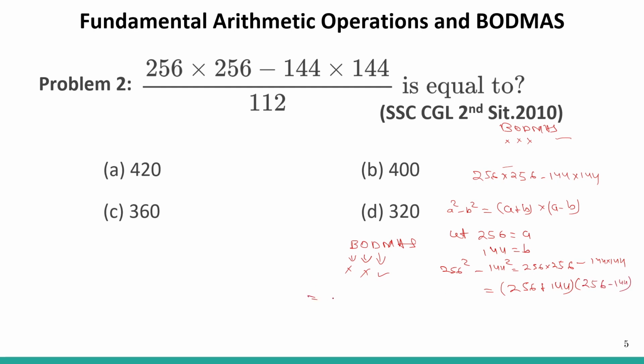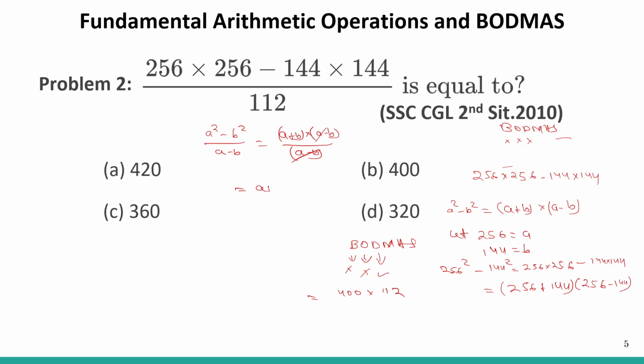This is nothing but equal to 256 plus 144, which is 400, and then multiplied by 112. Here you can see that there is a 112 in the denominator. So basically the form is something like this: a square minus b square by a minus b is written here, so a plus b into a minus b, whole divided by a minus b. So we can cancel these terms in the numerator and denominator.